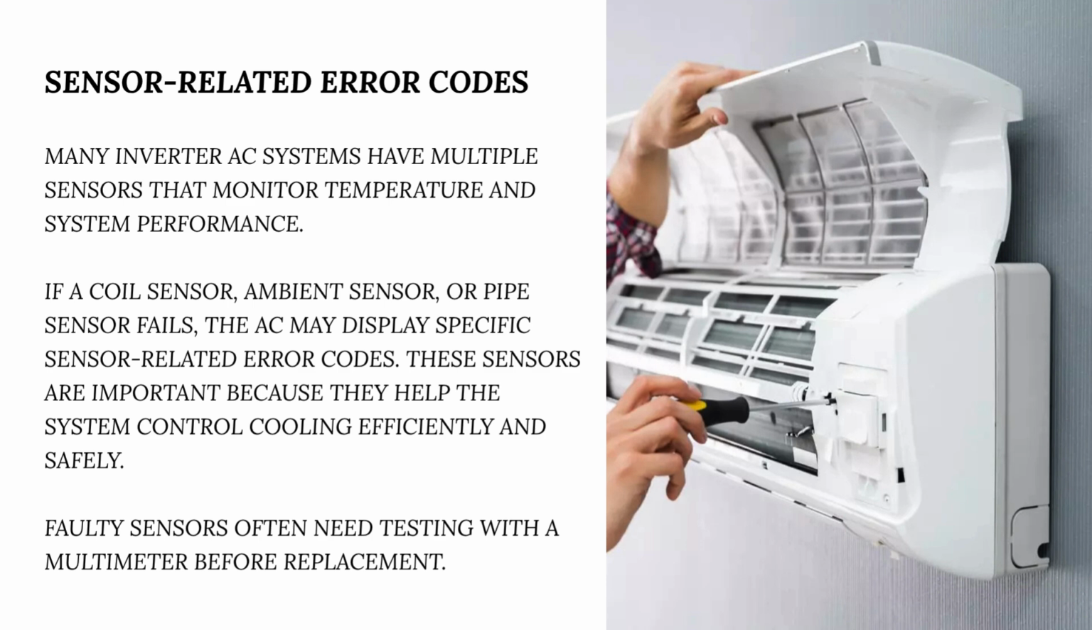Sensor-related error codes. Many inverter AC systems have multiple sensors that monitor temperature and system performance. If a coil sensor, ambient sensor, or pipe sensor fails, the AC may display specific sensor-related error codes. These sensors are important because they help the system control cooling efficiently and safely. Faulty sensors often need testing with a multimeter before replacement.